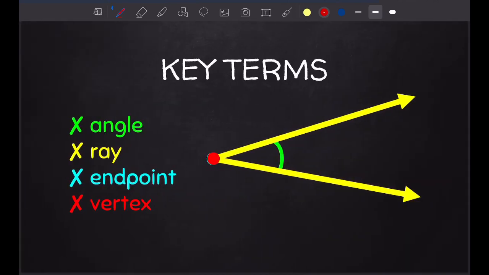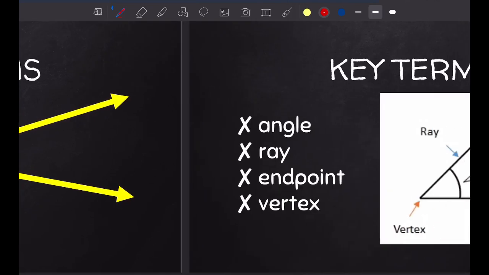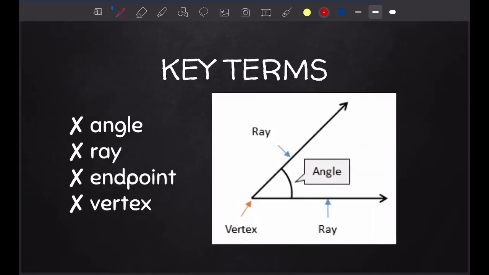And when we have two rays whose endpoints meet, and we remember that we call that a vertex, it creates, okay, an angle. So now this is an angle, and this curve is how we show an angle. So now we have our key terms.